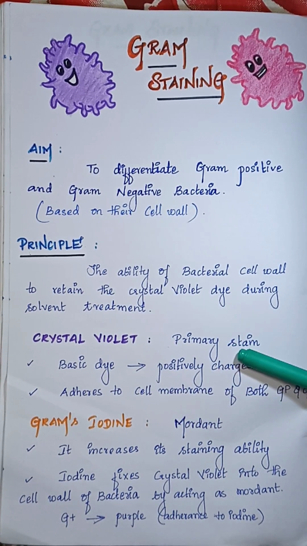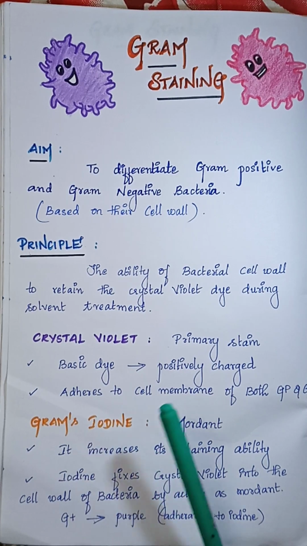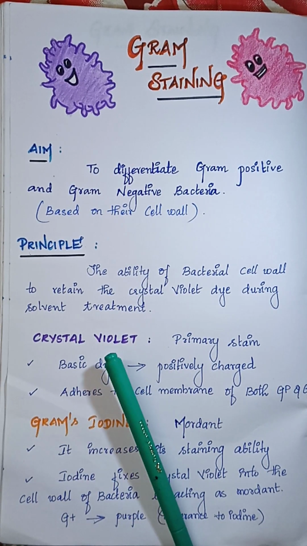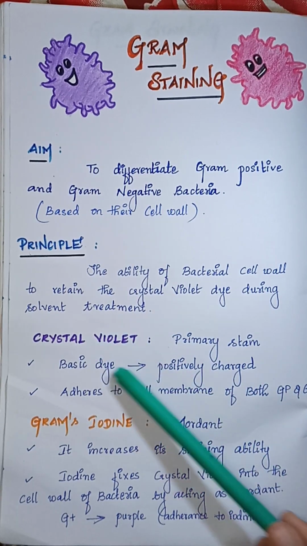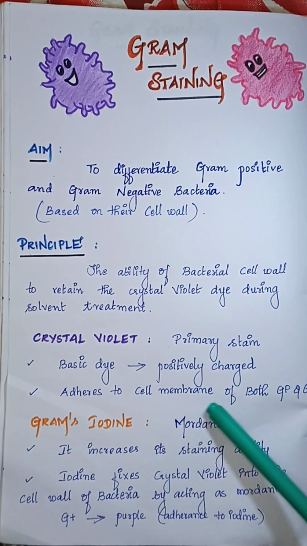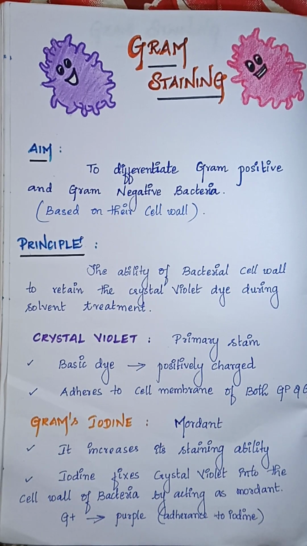We'll take a bacterial smear and then pour 1 or 2 drops of this crystal violet on top of the bacterial smear. What happens there is this crystal violet will get adhered to the cell membrane of both the gram-positive and gram-negative bacteria. It doesn't mean that it will only stick to the gram-positive. At first it will stain both.